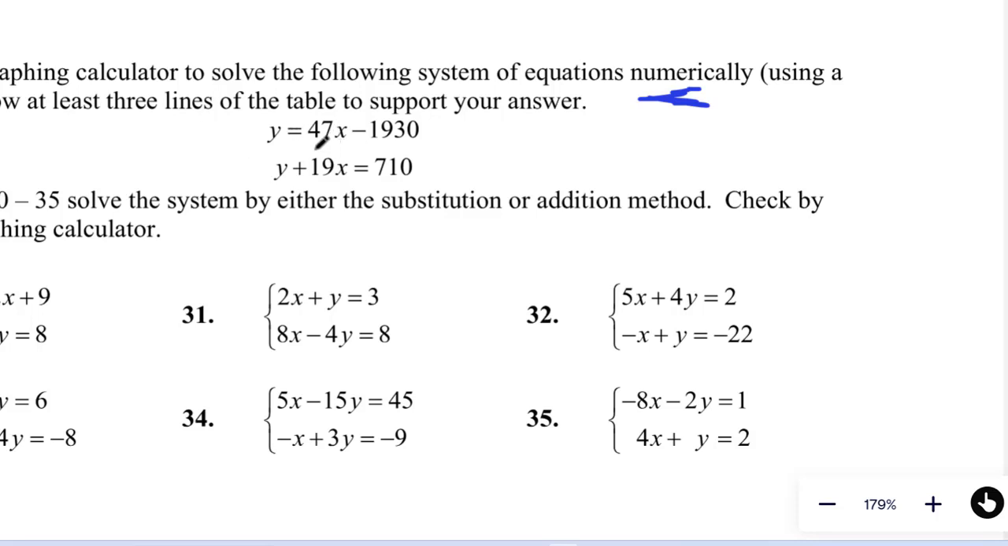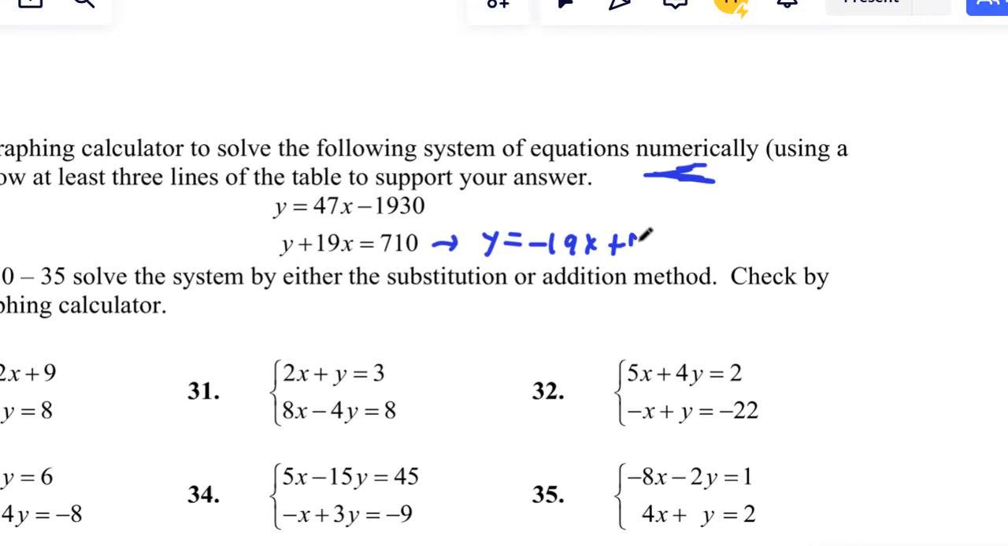So first we have to graph both of these equations. And again, the bottom equation has to be rewritten as y equals minus 19x plus 710, right? Because we need to get this in the form of y equals mx plus b. So I had to move this 19x to the other side by subtracting 19x from both sides. The first equation is fine the way it's written.